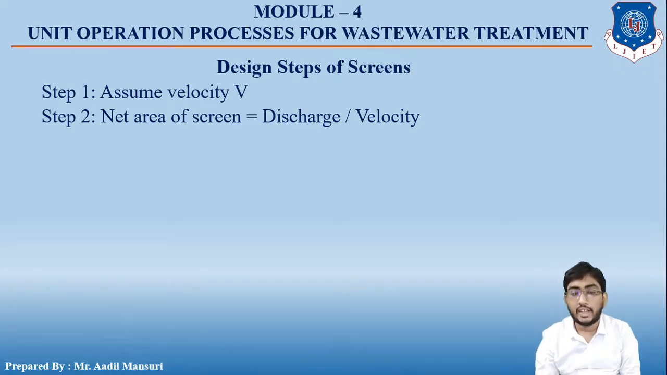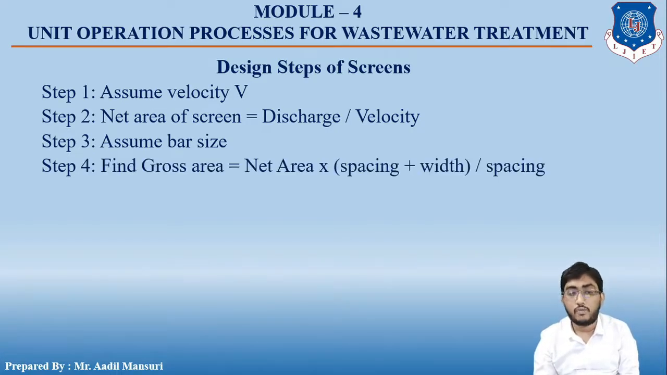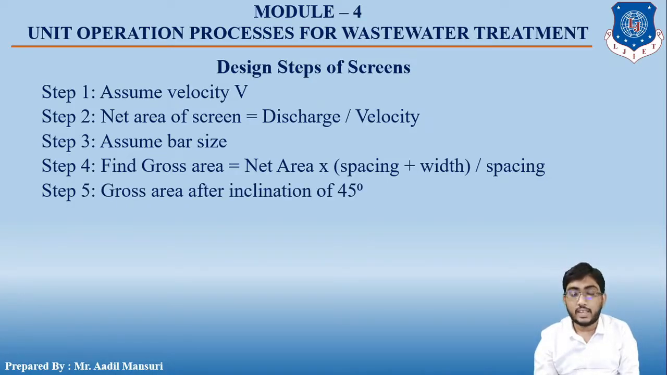Step 2 is to find out the net area of screen. Net area of screen can be found out by dividing discharge with the velocity. Step 3 is to assume the bar size and the spacing. Step 4 is to find out the gross area. Gross area can be found out by the formula: net area that we found in step 2 multiplied by spacing plus width, and divided by the spacing. Step 5 is to find out the gross area after inclination of 45 degree.